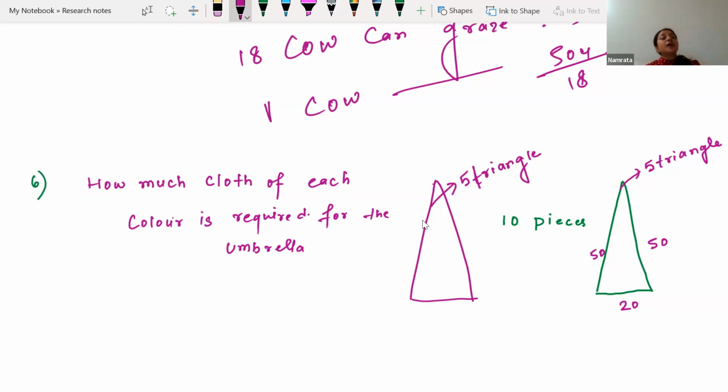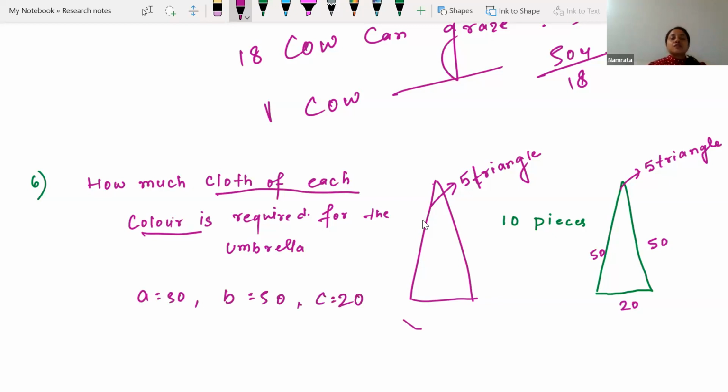Now total how many triangles are there? 10 triangles. So do we need to find the area of all the 10 triangles? No. We have to find the cloth of each color. That means we have to find the area of 5 triangles. Okay. So first we will be finding the area of one of the triangles whose sides are A is 50, B is 50, C is 20.